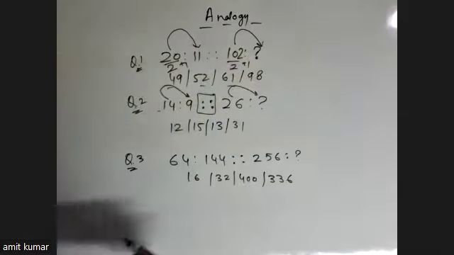Now, 1, 2, 3, 4, 5, 6, 7. 7 ka square is what? 49. Numbers count karo. How many alphabets are there? 5. So 5 ka square. 7. So 7 ka square. Is it clear? Solution is clear. Question number 4 ka solution is quite easy.